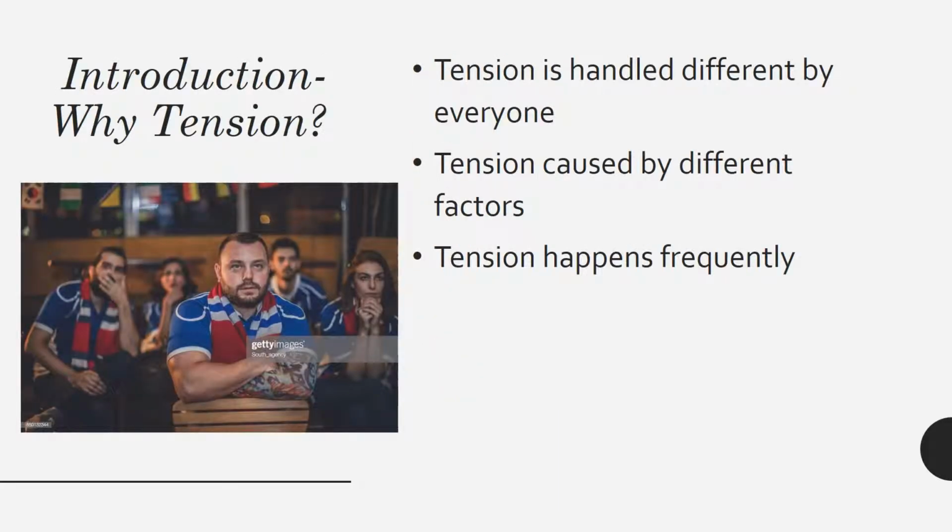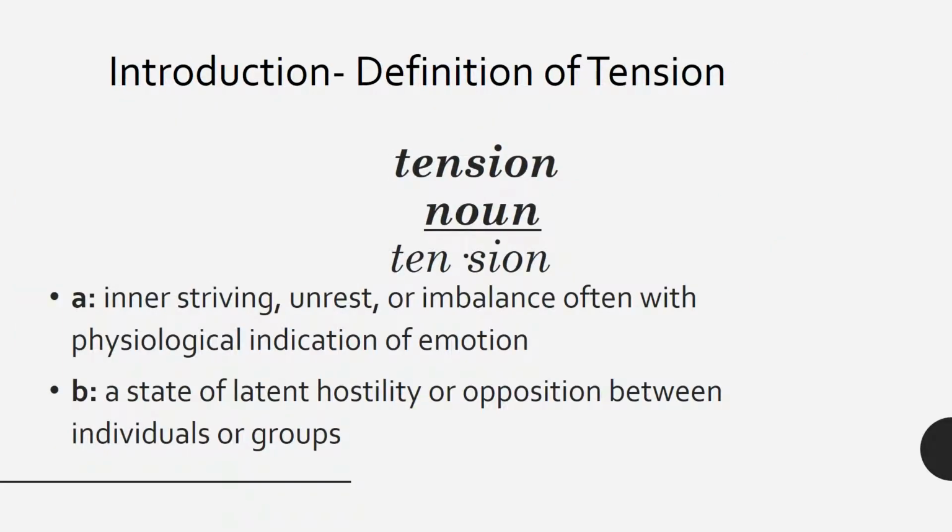Why tension? Tension is handled differently by everybody. Tension is caused by different factors, and tension happens frequently. This is the dictionary definition of tension. Tension is about inner striving, unrest, or imbalance, often with psychological indication of emotion. Also, it is a state of latent hostility, anger, or opposition between individuals or groups.